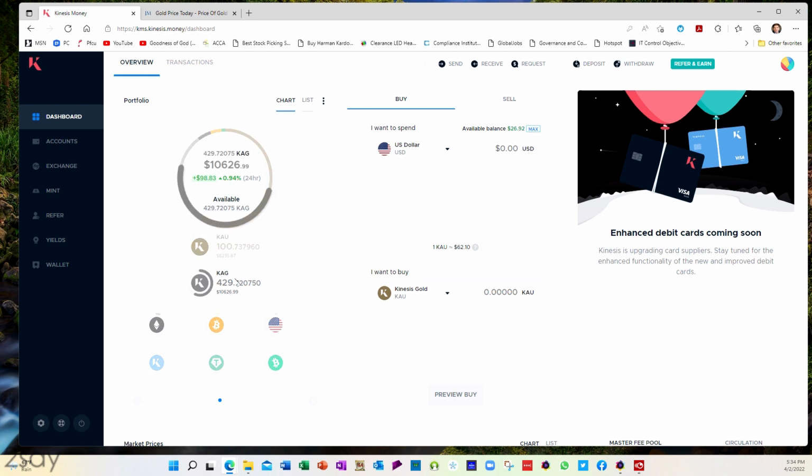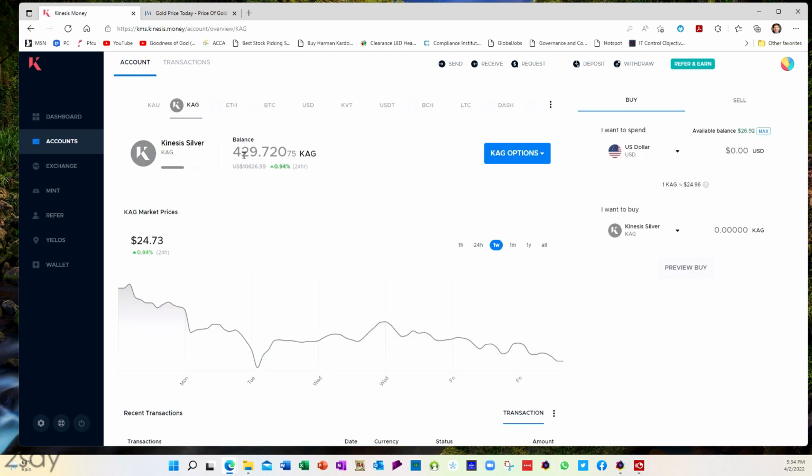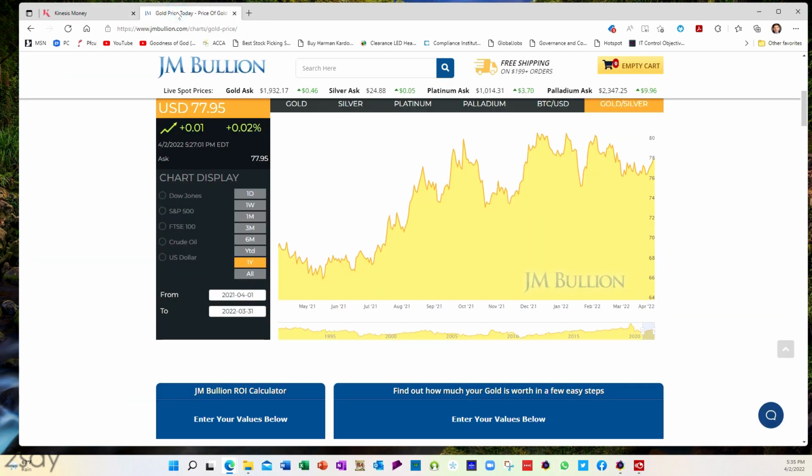And I'm using silver here, KAGs, as short-term savings, but also I'm going to be spending out of here once I get this debit card, which I hear is coming. Before you know it, they'll be here. I'm going to go ahead and sell some of these KAGs, but what I want to do is I want to buy gold. I want to swap silver for gold. I'm going to use JM Bullion's website. Hopefully they won't mind me using your website to show you this.